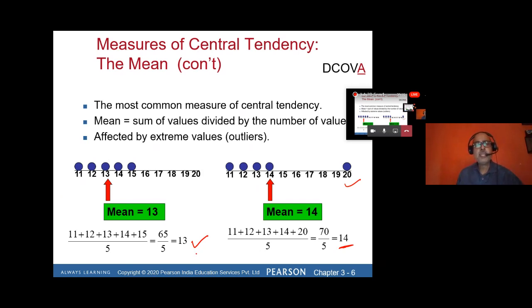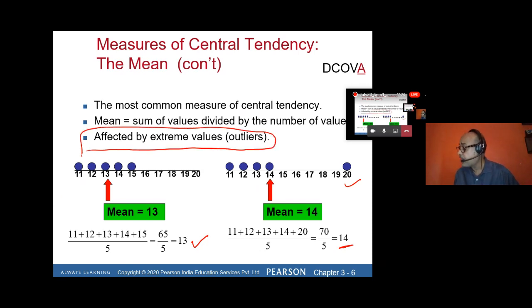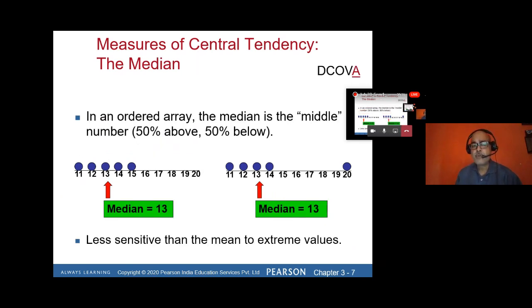The most important thing is that the mean is the most common measure of central tendency, the average. It is affected by extreme values. That is very important: extreme outliers. Now coming to the median, as I told, it is the 50% point. So 50% above and 50% below. Whatever the population data or sample data is, you put it in ascending or descending order in the Excel sheet, find exactly the 50% point, count it, and take exactly the 50% point, and you will get the median.